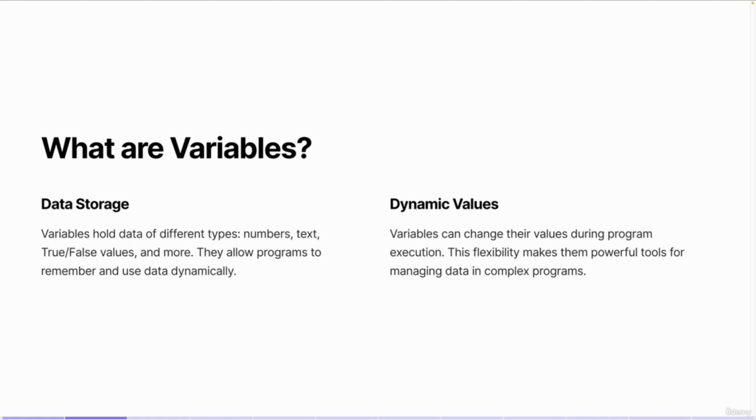You can use a variable to store different data types. For example, numbers. What is your age? How much is your bank account? What is your height? Numbers like that. You can also use a variable to store text or Boolean values. Boolean values refer to true or false values. Variables allow programs to remember and use data dynamically.